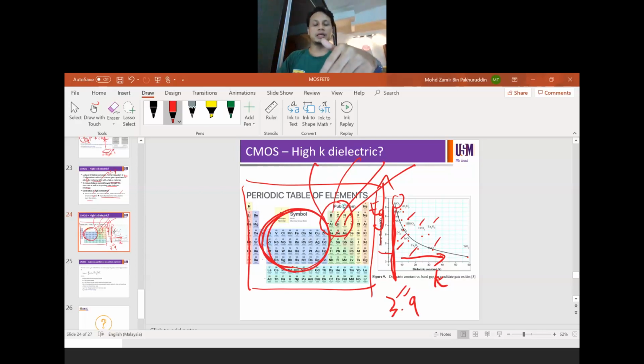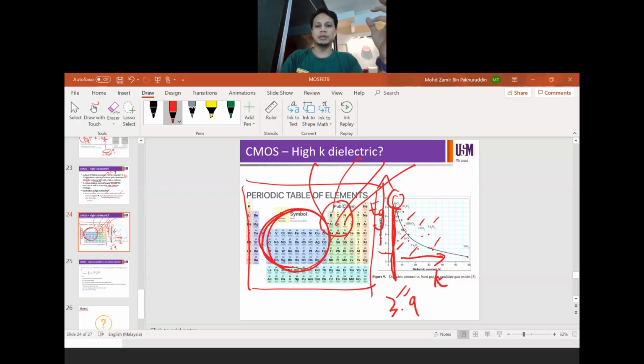In fact, K is not the only requirement. There are many other requirements, three or four of them. I think those requirements are in the videos that I forwarded to you on eLearn. It has to be thermally stable as well. It has to stand higher temperature.